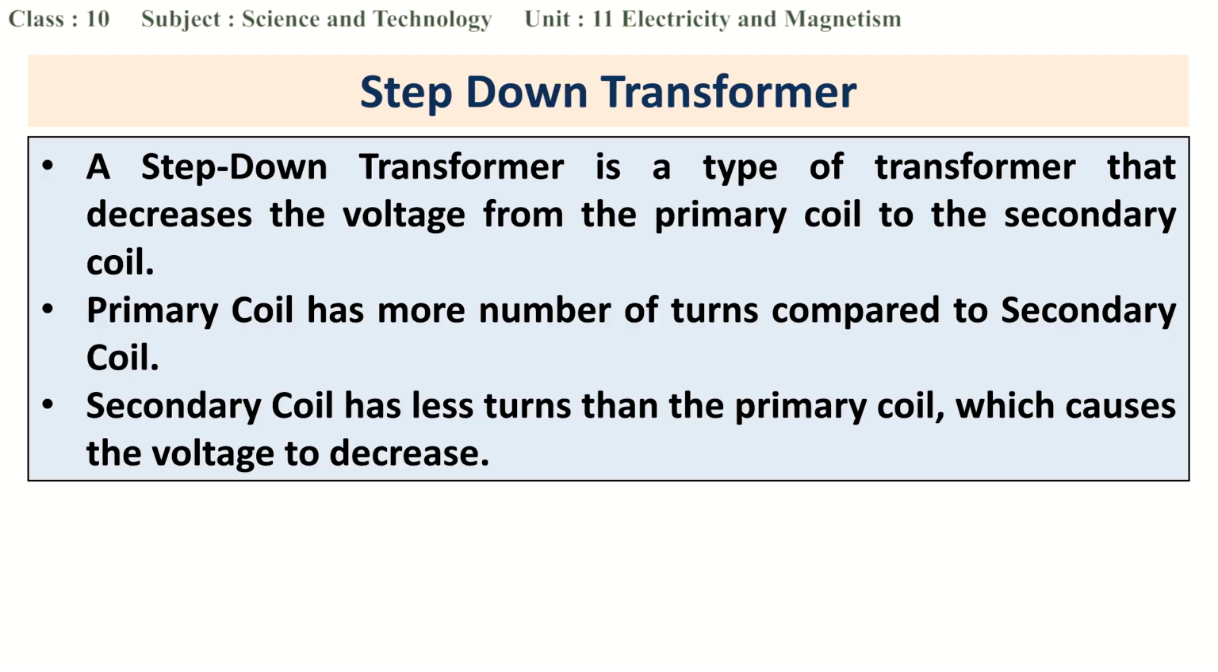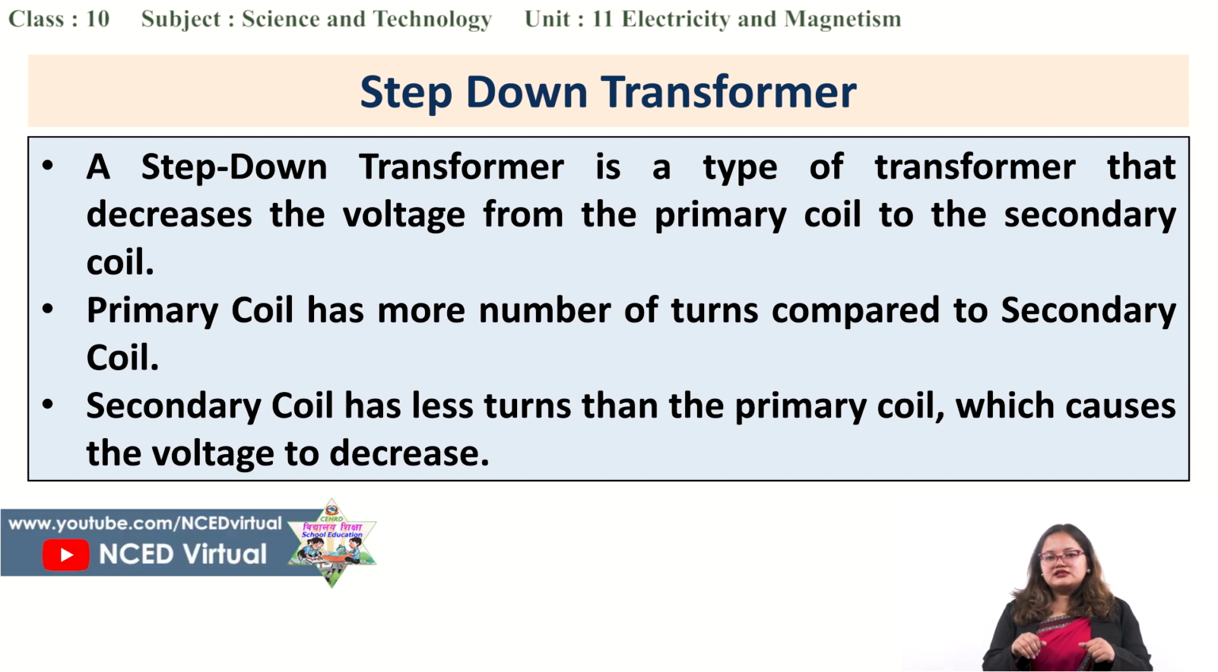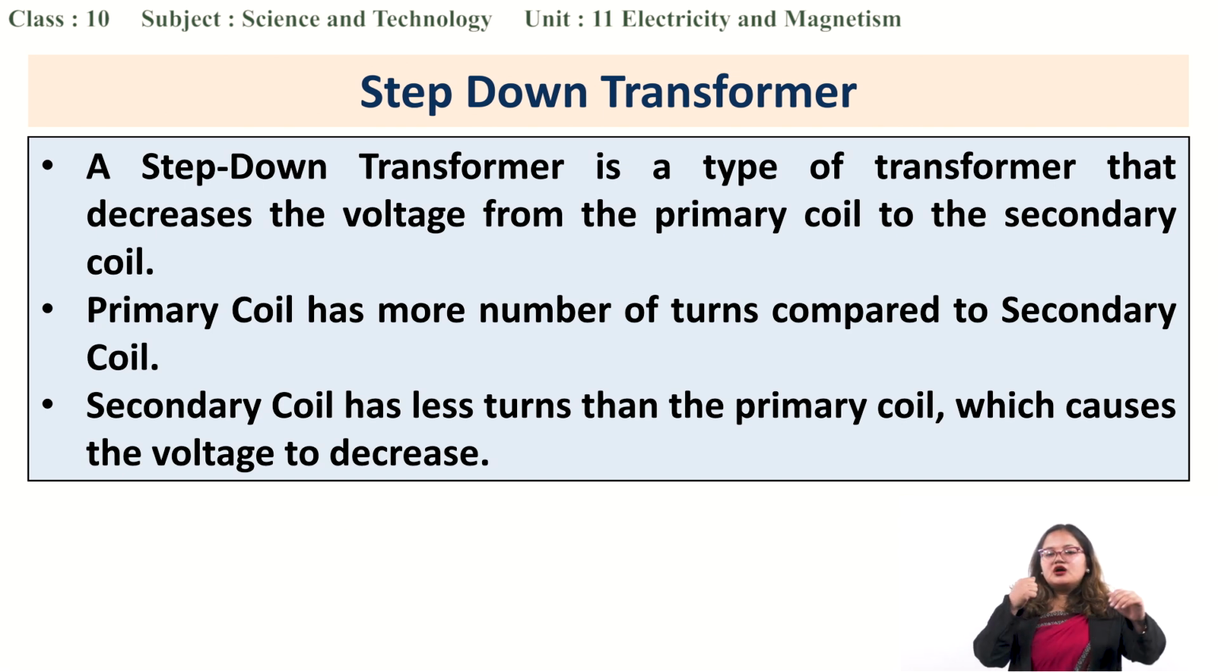So obviously the primary coil has more turns compared to the secondary coil, as I already mentioned before. Wherever the voltage is more, the number of turns is also more. In a step-down transformer, the output voltage is less, so the number of turns in the secondary coil is also less, meaning the number of turns in the primary coil is much greater than in the secondary coil, due to which it reduces the input voltage.